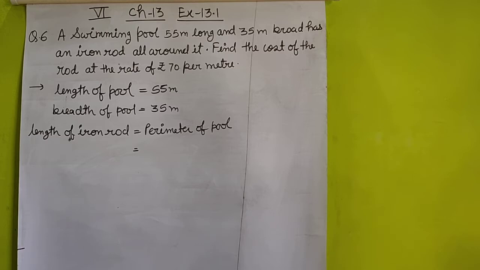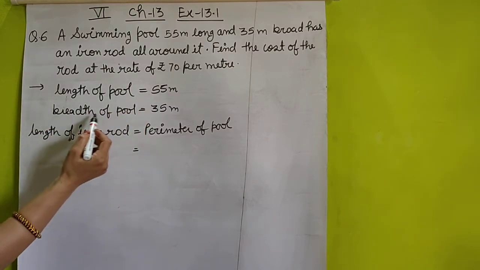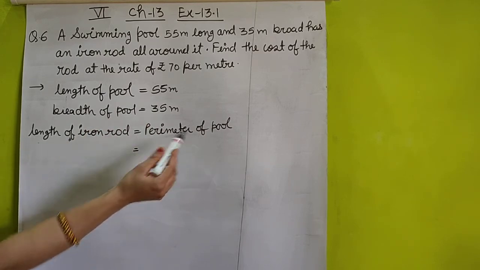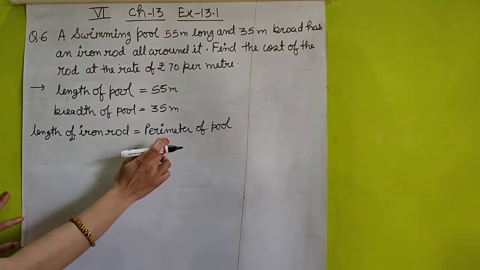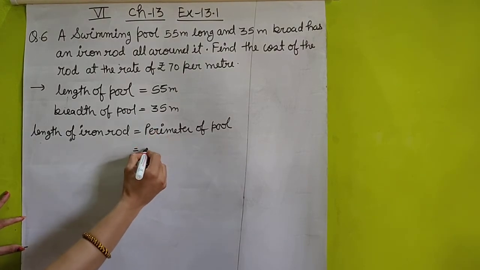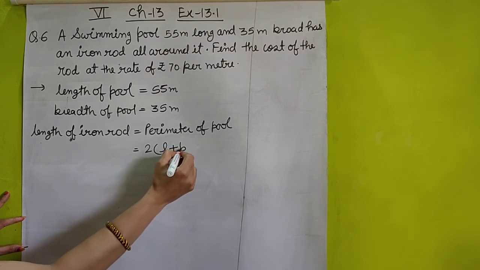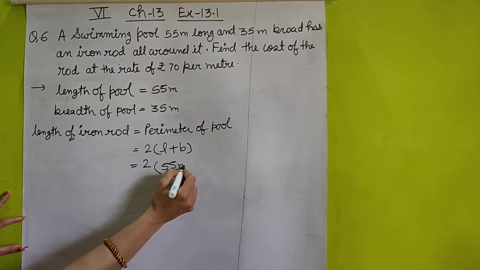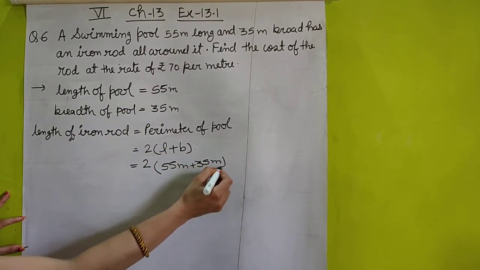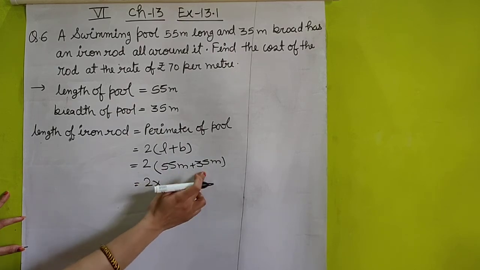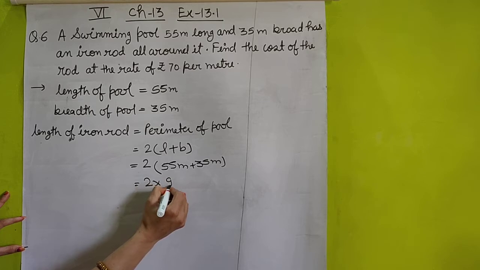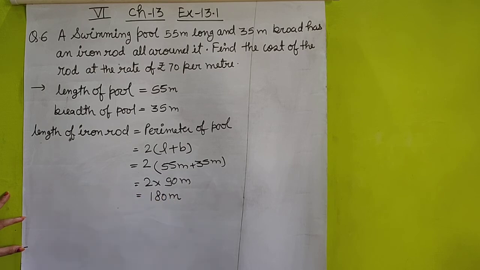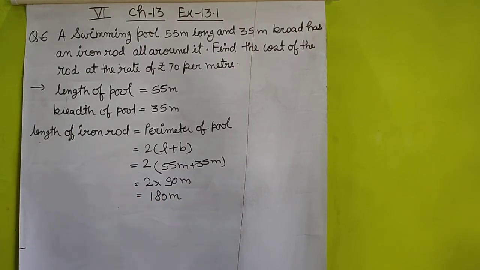Now, length of pool is 55 meter, breadth of pool is equal to 35 meter. Length of iron rod will be equal to the perimeter of the pool, and the pool was in the shape of a rectangle. So the perimeter of a rectangle, you know, is 2 multiplied by length plus breadth. Here the value of length is 55 meter and the value of breadth is 35 meter. First of all, we will add 55 and 35. It will be 90 meter, and 2 multiplied by 90 will be 180 meter. So the length of iron rod is equal to 180 meter.